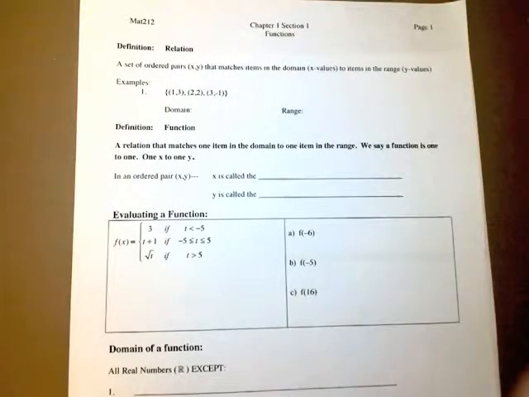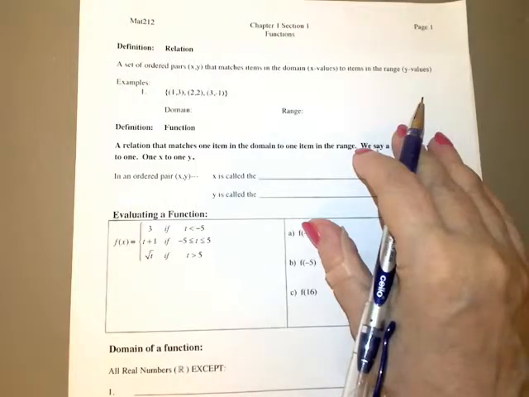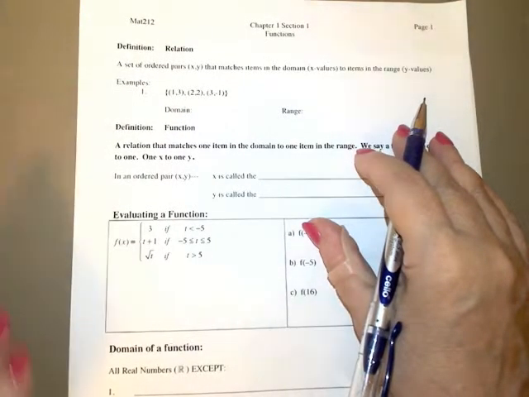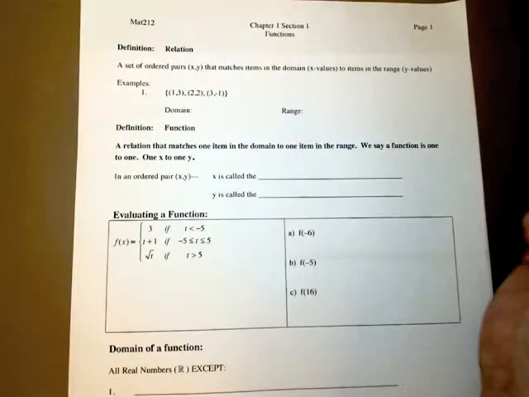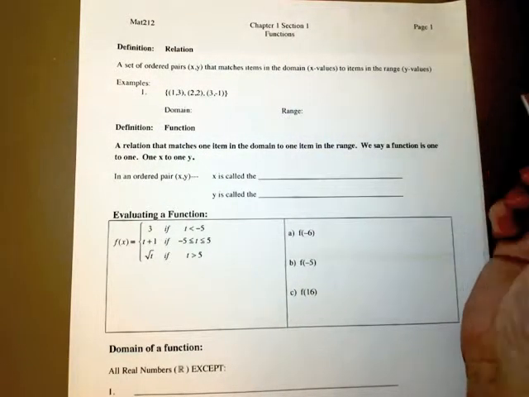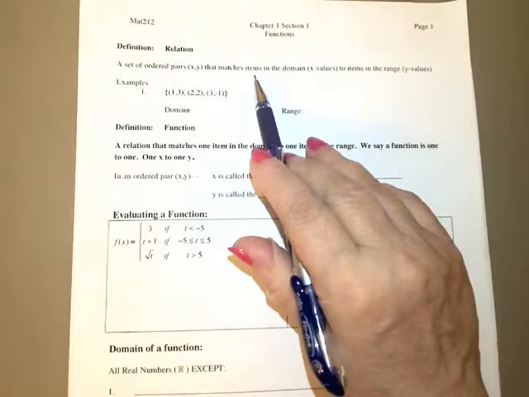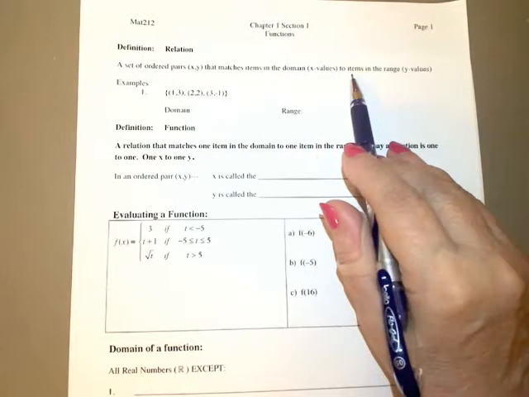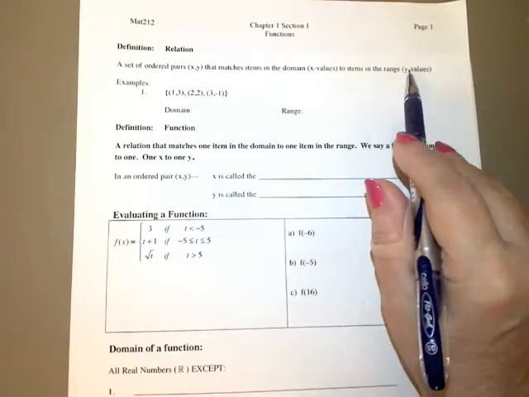We're first going to look at the concept of the domain, and the first thing that we want to do is look at something called a relation. A relation is just a set of ordered pairs x, y that matches one item in the domain, which we normally say the x values, to items in the range, which we call the y values.